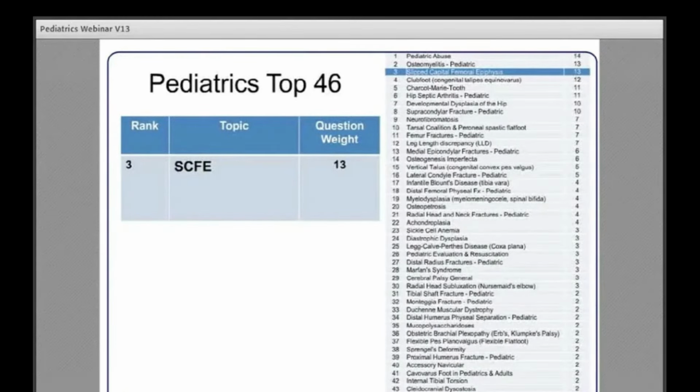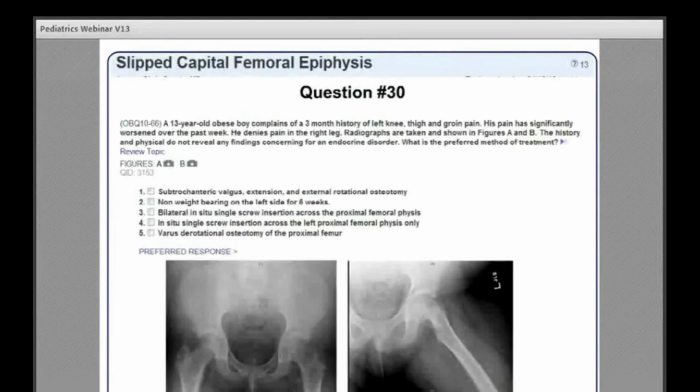SCFEs, slipped capital femoral epiphysis. A 13-year-old obese boy complains of a 3-month history of left knee, thigh, and groin pain. His pain has significantly worsened over the past week. He denies pain in the right leg. Radiographs are taken and shown in figures A and B. The history and physical do not reveal any findings concerning for an endocrine disorder. What is the preferred method of treatment?